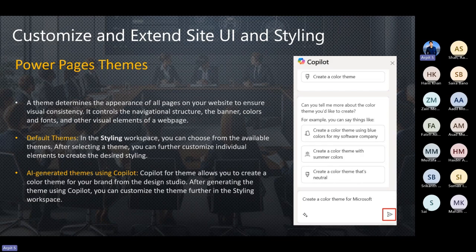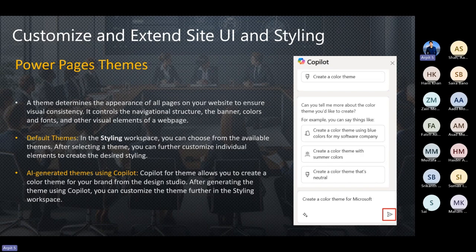The first is the default theme. With the default themes option, you have a list of themes provided by Microsoft. You can simply select those themes and apply them to your complete Power Pages site. Okay, and it will automatically change everything, as I said, like the banner, color, fonts, headings, everything.